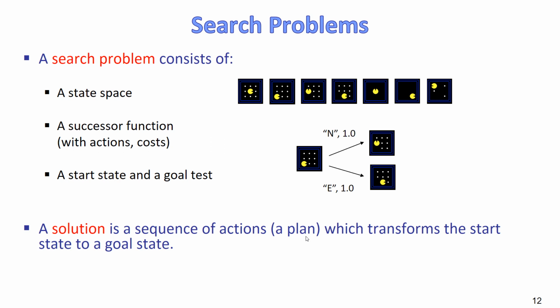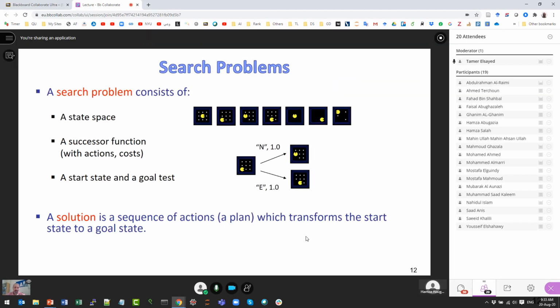Now let me stop, because this is very important to make sure that you understand it, and take your questions if any. Any questions about what we mean by a search problem? A search problem has to have these four things: the state space, successor function, the start state, and the goal test. Any questions, Abdurrahman?